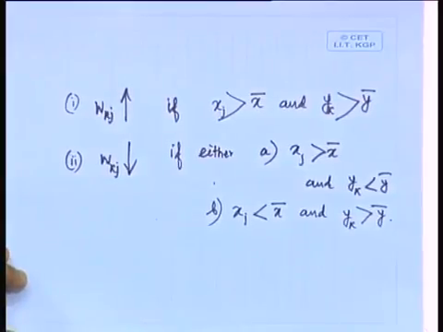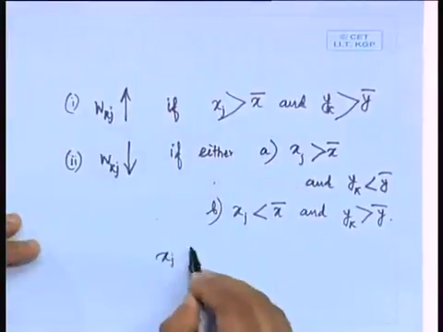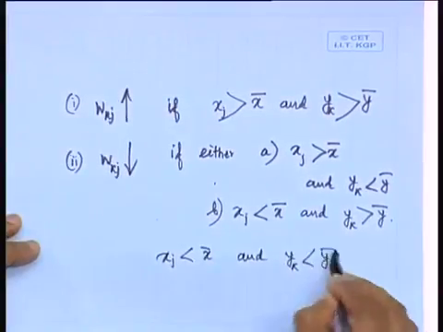Okay. So then we can have one, if x_j is less than x bar and y_k is less than y bar, then also you are going to have an increase, which is obviously Hebbian. That means to say that if both x_j and y_k are decreasing from their average strength, then you are going to strengthen it up. So, again x_j less than x bar and y_k less than y bar necessarily means that the presynaptic and the postsynaptic neurons are again positively correlated.